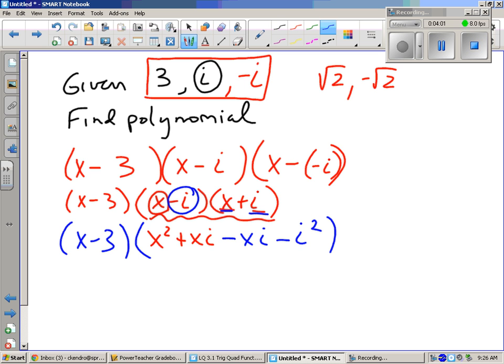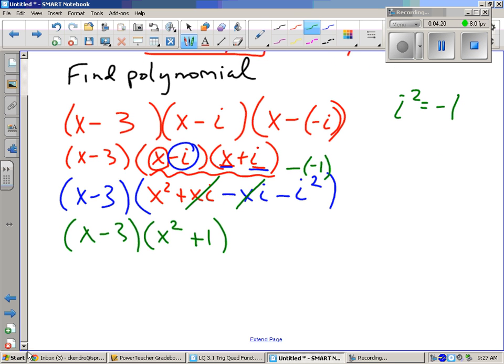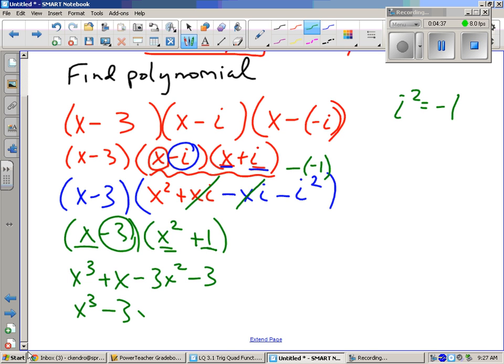Now, if you did it right at this step, the i's should all disappear. So I can see those two will cancel out. And remember, i squared is negative 1. So this is negative negative 1, which is plus 1. So what I really have left here is x squared plus 1. And then take the x minus 3, and we're going to FOIL it again. So I'm going to take this times both of those. So I get x cubed plus x. Now take the negative 3 times both of those. So negative 3x squared minus 3. And then we're just going to rearrange it so it's in descending order. And there we have it.